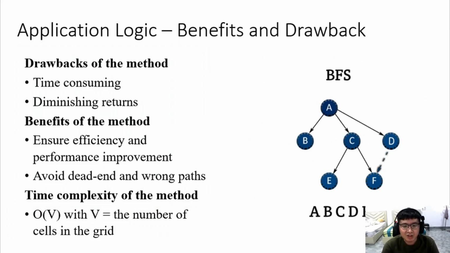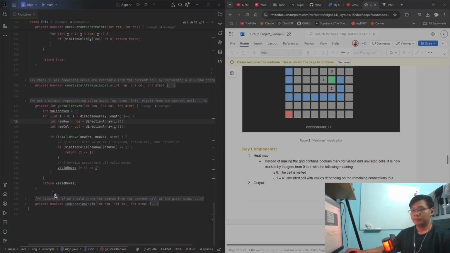Overall, the application logic of the method can be quickly inspected through its benefits and drawbacks. While the method is very time consuming and offers diminishing returns, it still ensures efficiency and performance improvements while avoiding dead ends and wrong paths. Because of this, the time complexity of the method can be represented as O(V), with V equal to the number of cells in the grid.